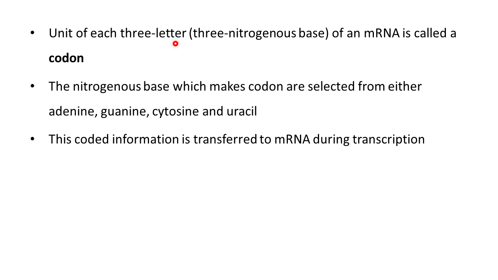A unit of each three letters, that is three nitrogenous bases of an mRNA, is called a codon. The nitrogenous bases which make a codon are selected from adenine, guanine, cytosine, and uracil. As we have seen in the previous table, there were many possible combinations. Out of these four nitrogenous bases, any three may be present within the codon, and that codon will code for a different amino acid. This coded information is transferred to mRNA during the process called transcription.